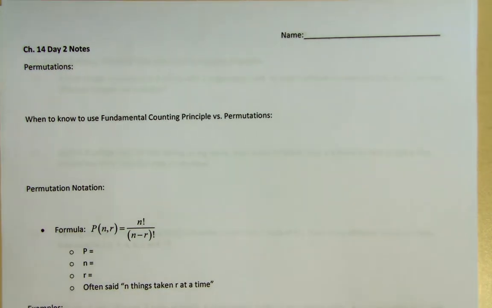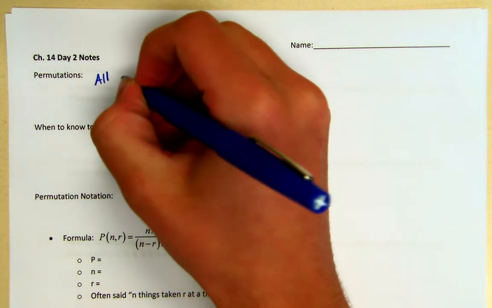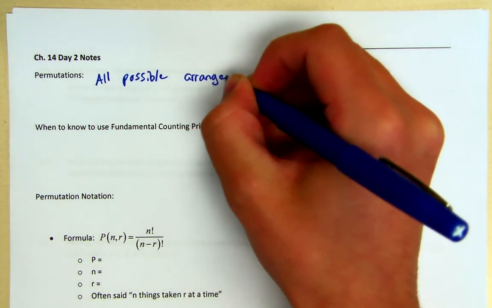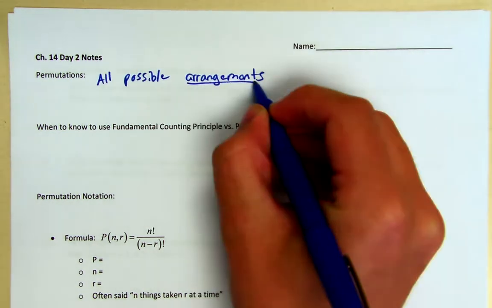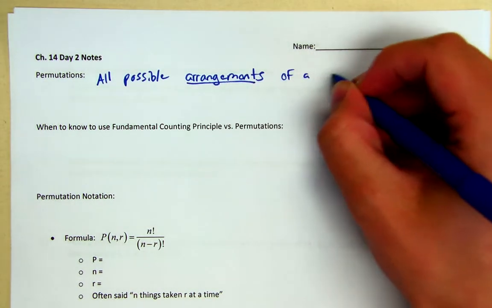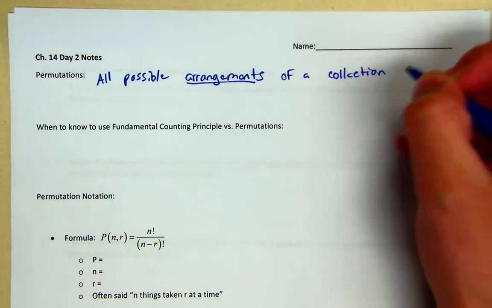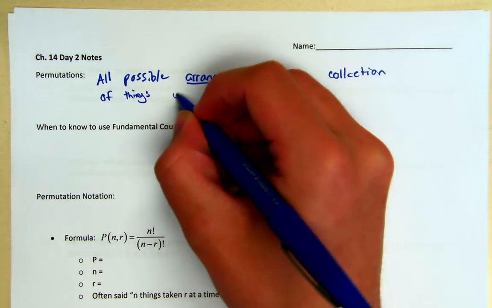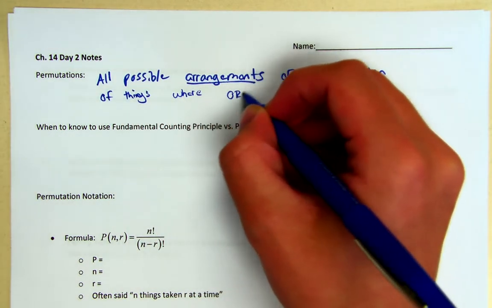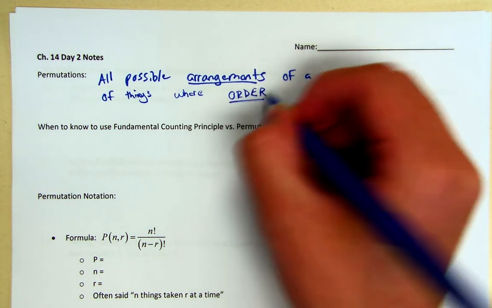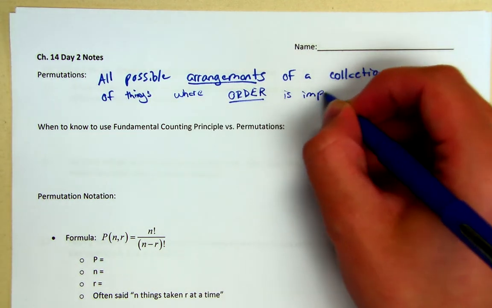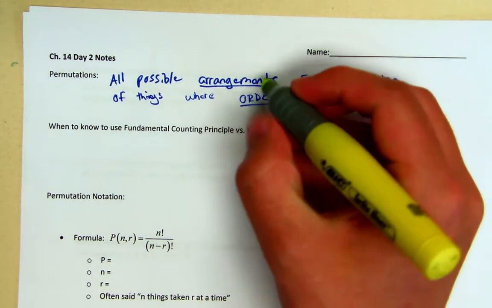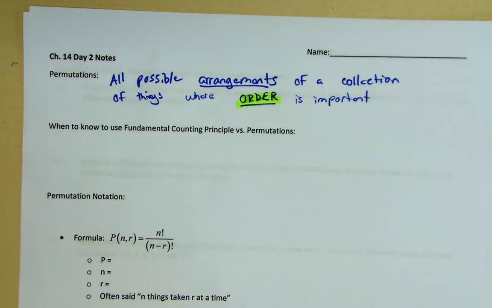Now, permutations are all possible arrangements, arrangements being a keyword, of a collection of things where order is important. So the big key thing here is that a permutation is used when order is important. So that's why I'm going to highlight that.